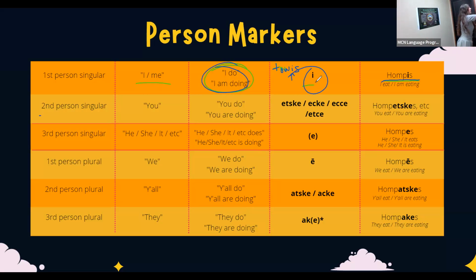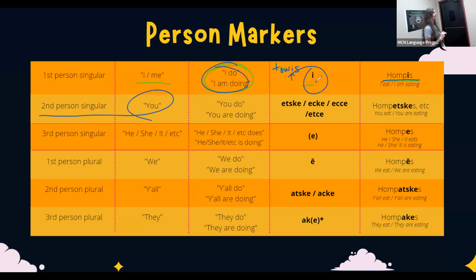Second person singular, aka you. So you do or you are doing, we're gonna add those same endings. Itski, itchy, and itchy, right? Dowitskis, it comes from the same place. It's this, it's and it. So hombitskis, all the same place. You eat or you are eating.